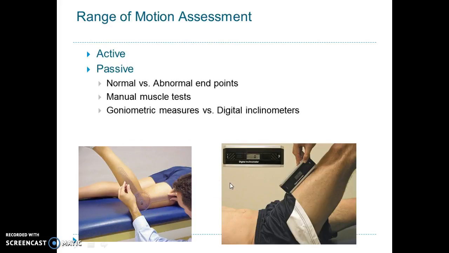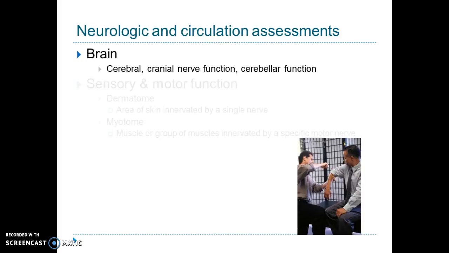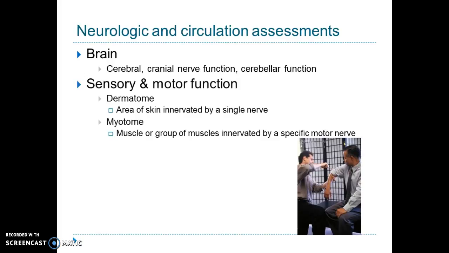That is a concrete, objective way that I can assess how much range of motion they have. All right, some neurologic and circulation assessments. Obviously, we want to assess brain function, sensory and motor function. The way we assess sensory and motor function from a clinical standpoint is using dermatomes and myotomes.